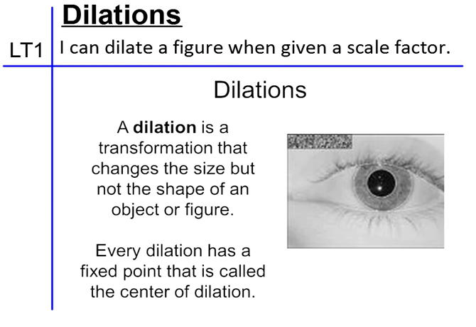So what's a dilation? Think about the word dilation in terms of your eye. To dilate your eye is to change the size of that circle that is your pupil. It gets bigger and smaller to accommodate for the amount of light that is entering it. A dilation is a transformation that changes the size, but not the shape, of an object or figure.